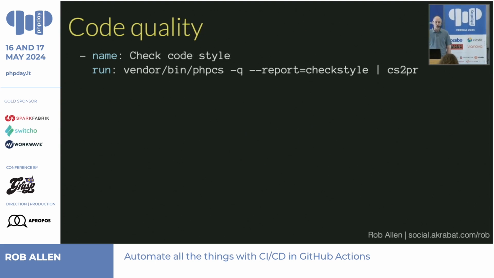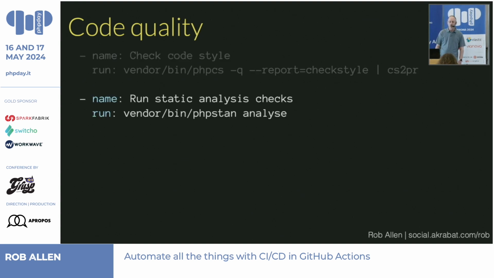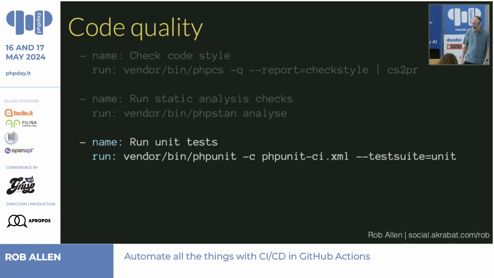And then we get on to PHP CS for our code style. We get on to static analysis using PHPStan. Other static analyzers are available. And we run our unit tests. Right, that lot you should all be reasonably familiar with if you have ever done GitHub Actions before, because that is really, really common.